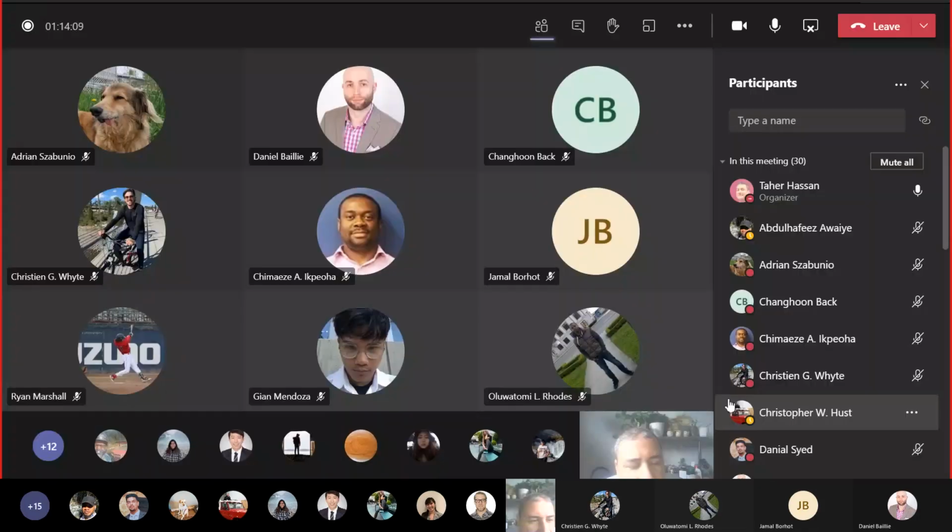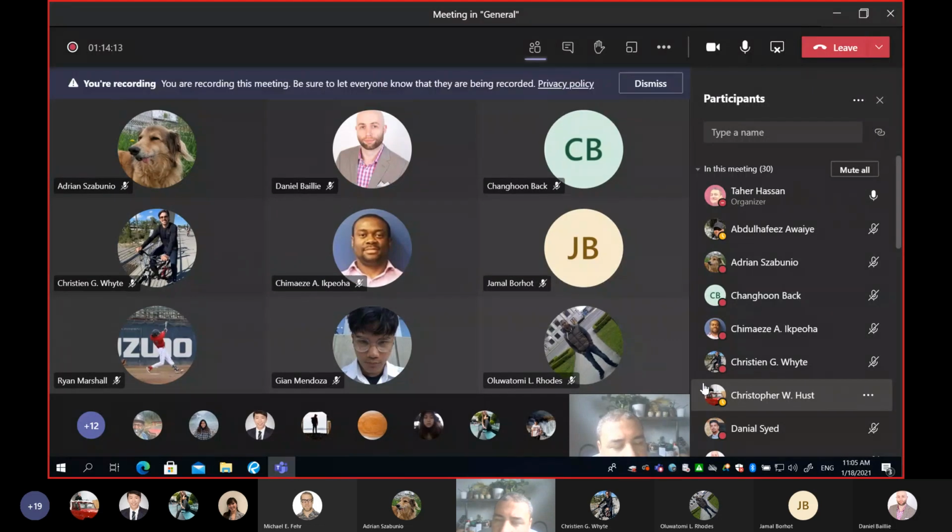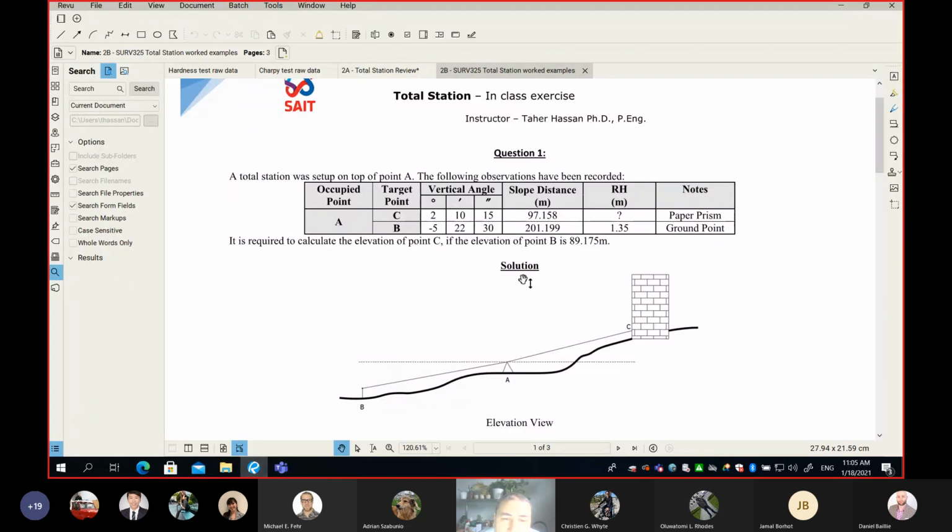Hi everyone. It's 11:05 and we had 10 minutes to break and time to go back and take care of our business. So I do have for you guys a couple of numerical examples that just kind of train you on how to use the equations to find coordinates that we went through last class.